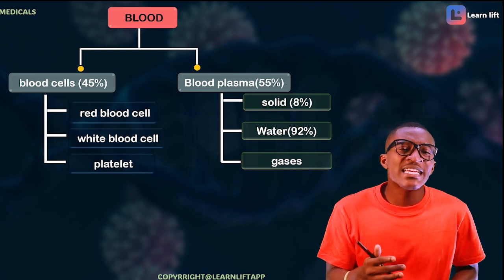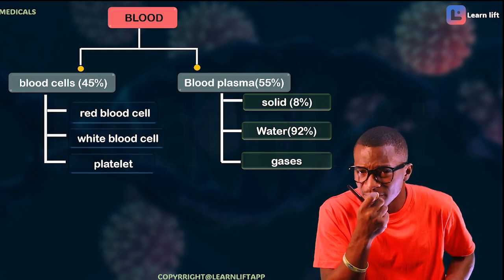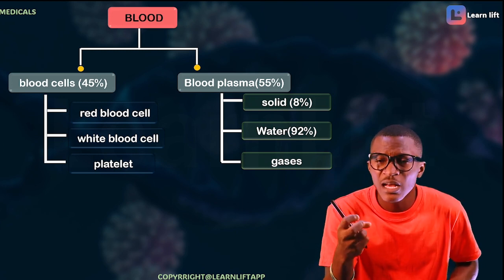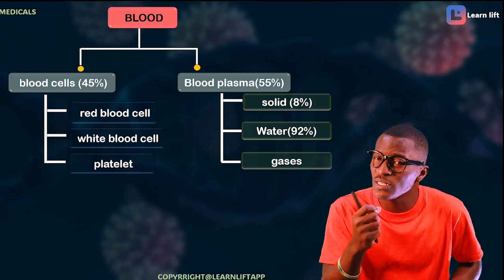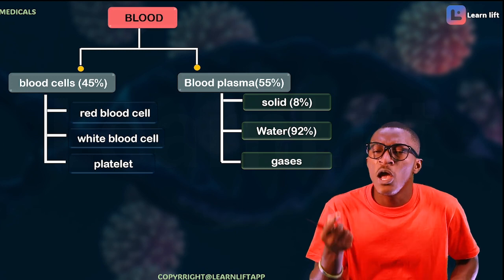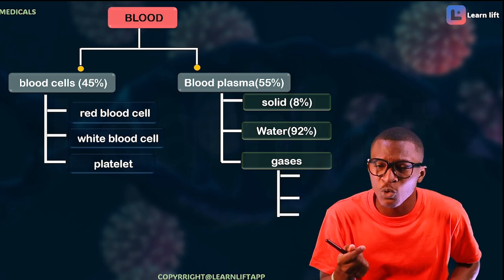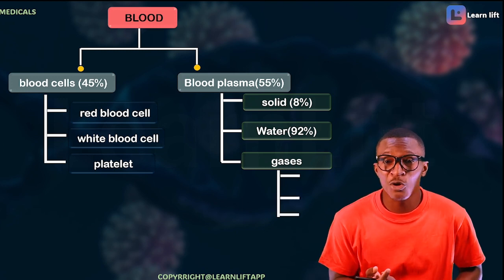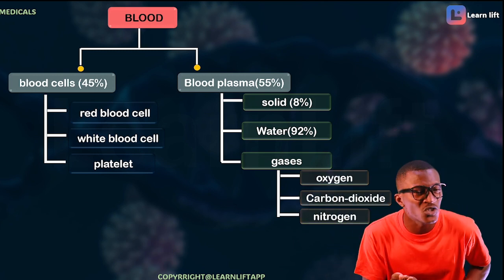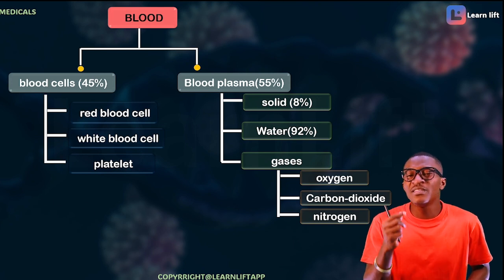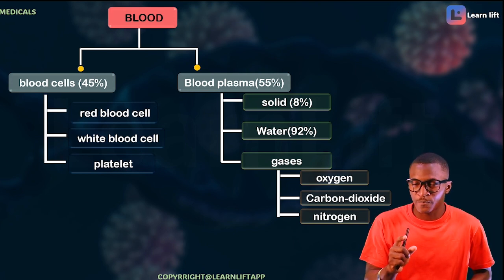So now we said that plasma consists of three things: solid, liquid, and gas. The solid is 8%. The liquid there is water, which is 92%, and the gas is less than 1%. What are the gases? Number one, we should have oxygen, because blood carries oxygen, right? Also know that we have CO2, that's carbon dioxide, as well as nitrogen.